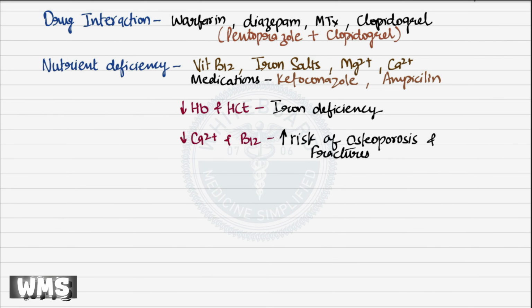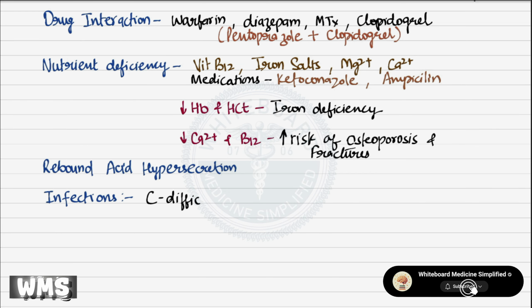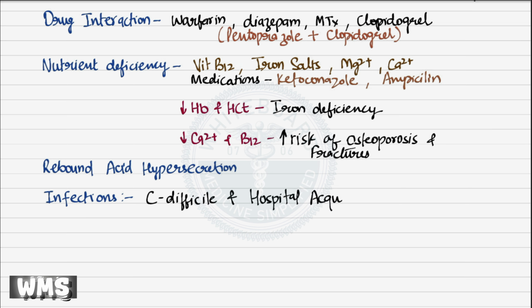Moreover, long-term PPI use has been associated with an increased risk of rebound acid hypersecretion after discontinuation and a higher susceptibility to certain infections such as Clostridium difficile infection and hospital-acquired pneumonia. Chronic acid suppression can also lead to hypergastrinemia, which may cause enterochromaffin-like cell hyperplasia and fundic gland polyps, although the overall risk of serious malignancy appears to be very low.